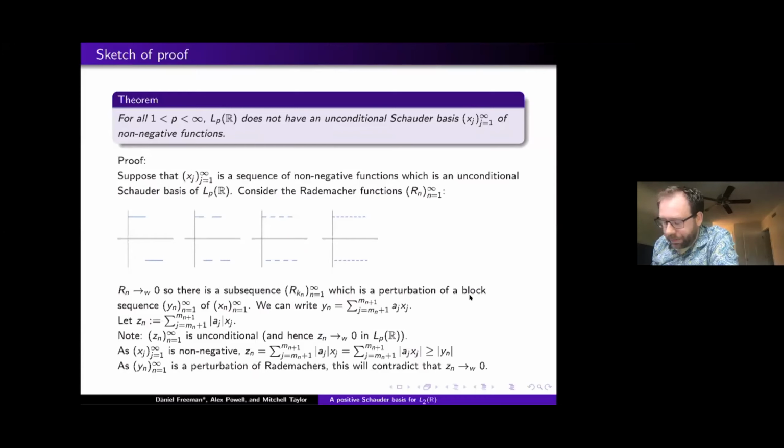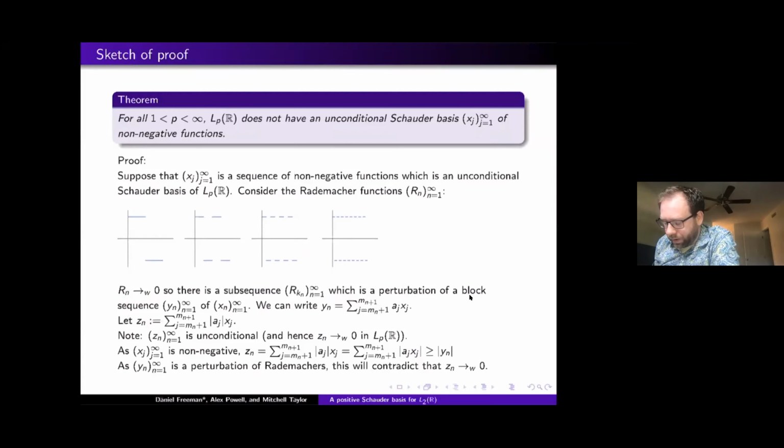And I'm specifically looking at the case P bigger than 1 because the case P equals 1 is kind of obvious, because L1 doesn't even have an unconditional Schauder basis. And so it definitely doesn't have an unconditional Schauder basis of non-negative functions. And so we can assume that P is between 1 and infinity. And now we know that the Rademachers are converging weakly to 0.